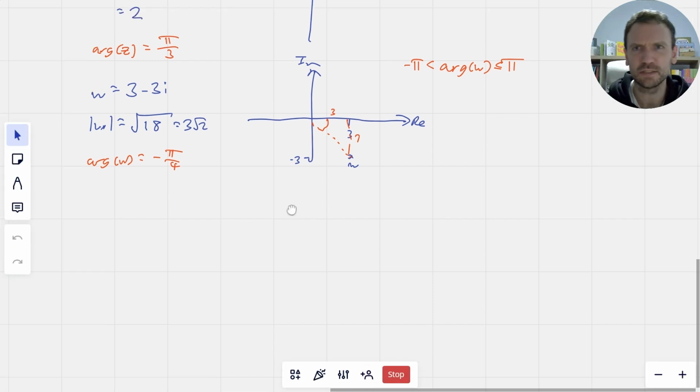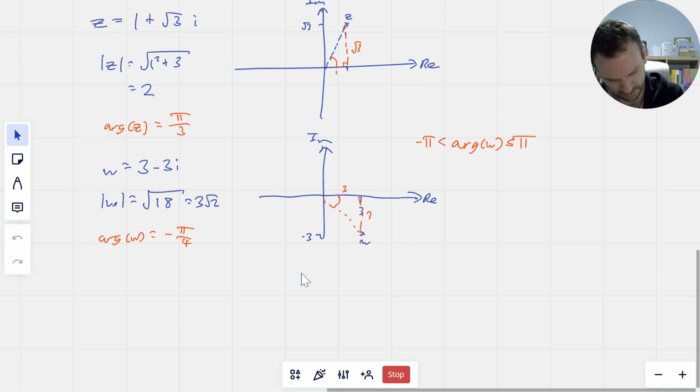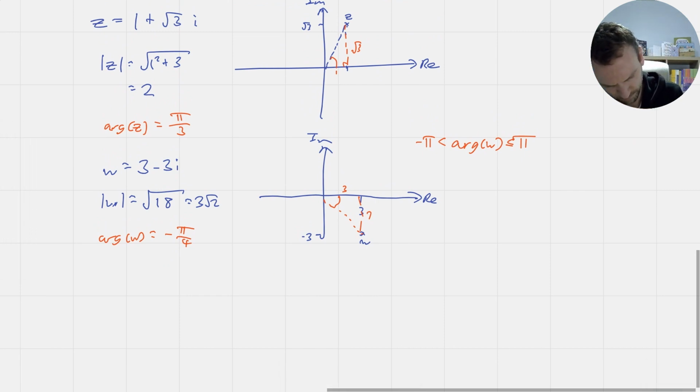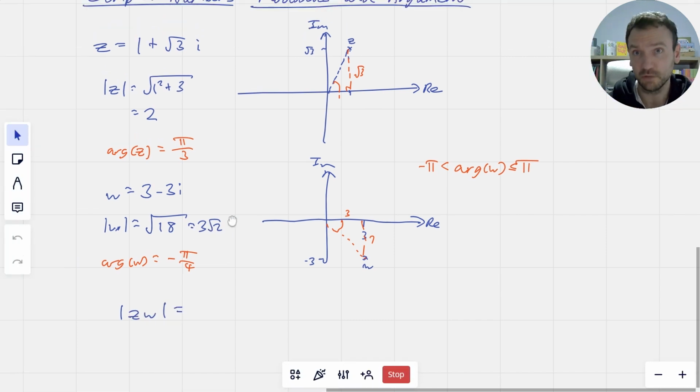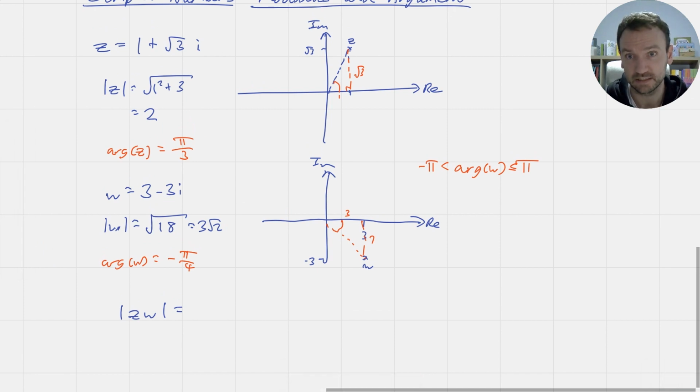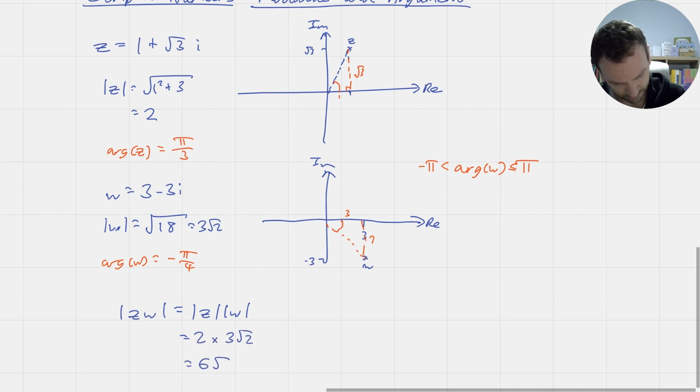Okay, so what results do we have about the modulus and argument? Well, if I asked for the modulus of z times w, you could work out your z times your w, and then find the modulus using Pythagoras exactly the same as before. But the result that you want to just be able to state and use is that the modulus of zw is just the modulus of z times the modulus of w. So in this case, 2 times 3 root 2, and your answer would be 6 root 2.